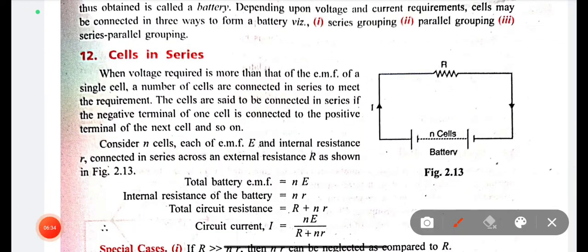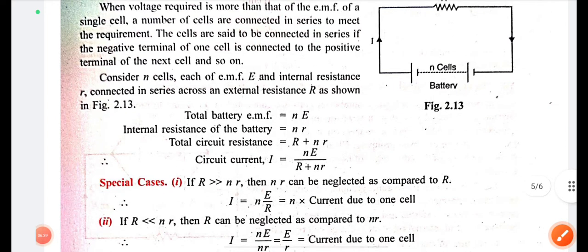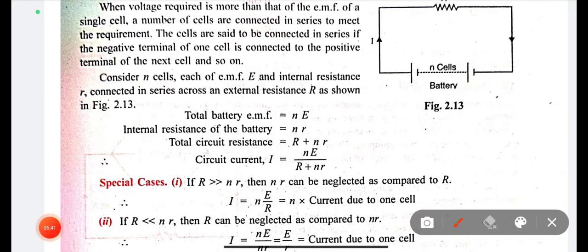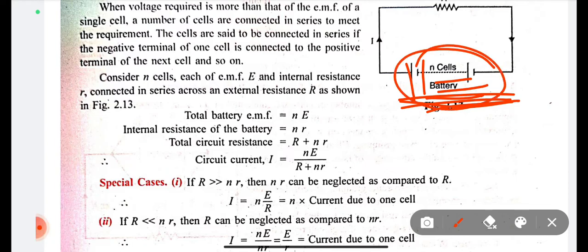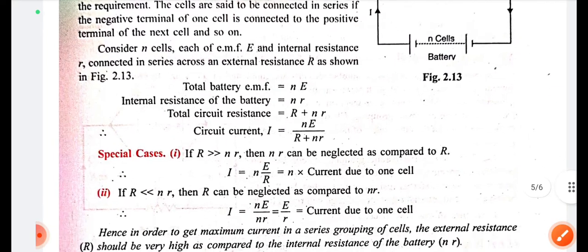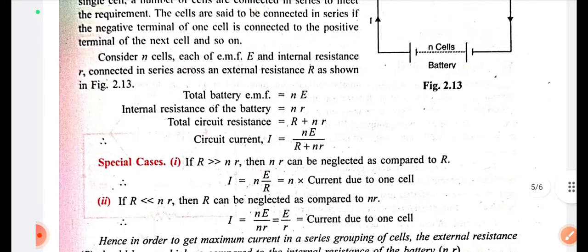And now we have to go on to another point. This is the 12th point, cells in series. So what does cell in series mean? Listen. These are cells connected end to end in a series, one cell here and then the next connected end to end. This is known as cells in series. So we have to find the current here, right?